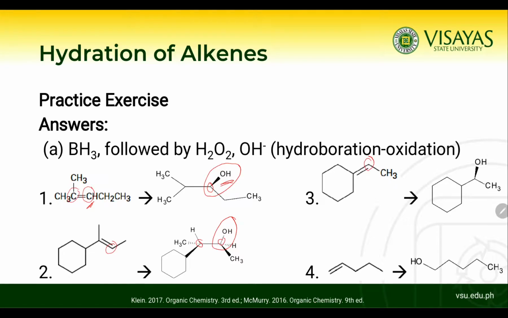So, that is where our OH should be bonded. And this carbon here is a chiral center. So we have to show the hydroxyl with a wedge or broken line. For number 4, this carbon here is the last substituted carbon. So that is where the OH will be bonded.